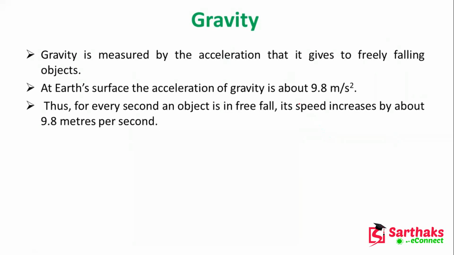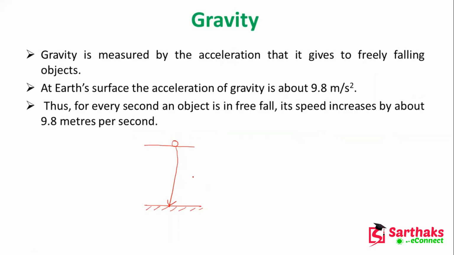Now, gravity is measured by the acceleration that it gives to freely falling objects. What do you mean by a freely falling object? Suppose this is the height and this is the ground, and some object you have at this height will fall towards the ground. There is no force acting on it except one force, that is gravity, the force due to the earth. So gravity is measured by the acceleration that it gives to a freely falling object.